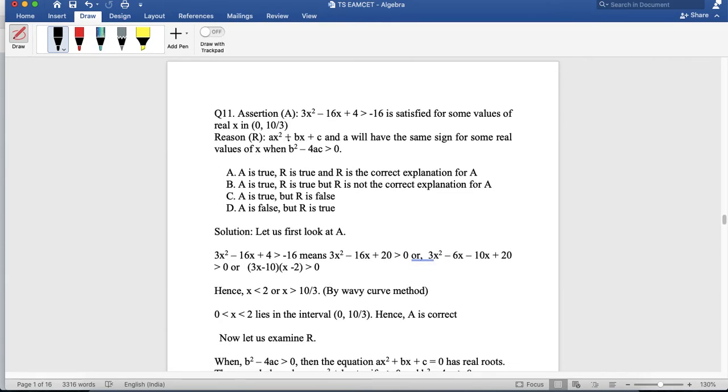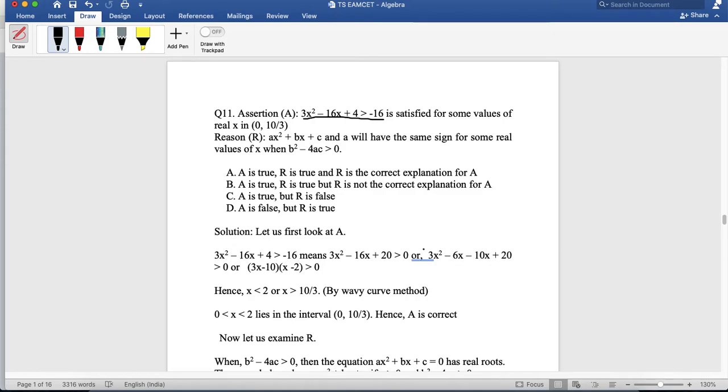Question 11. Now we have moved to quadratic equations and theory of equations, etc. 3x² − 16x + 4 > −16 is satisfied for some values of real x in (0, 10/3). Let us look at this.